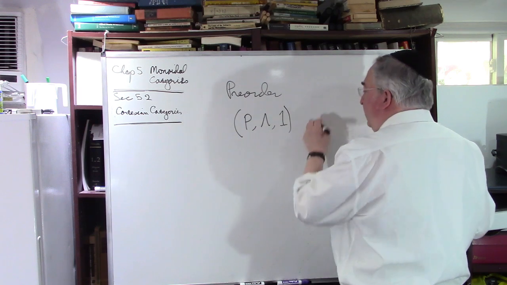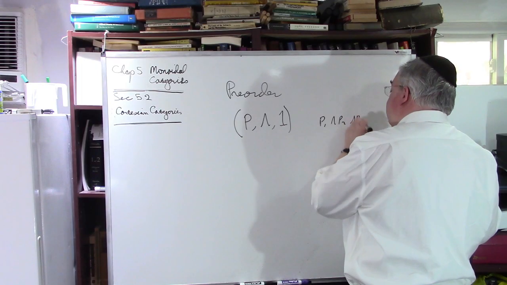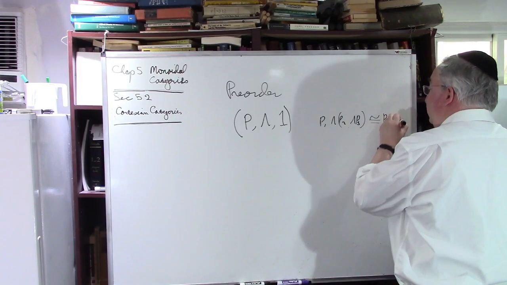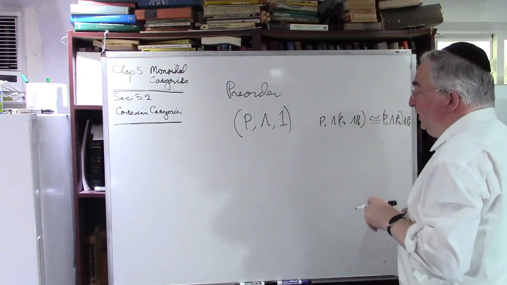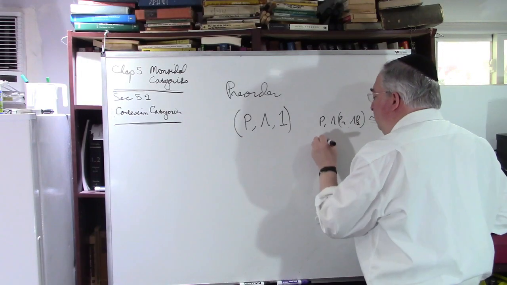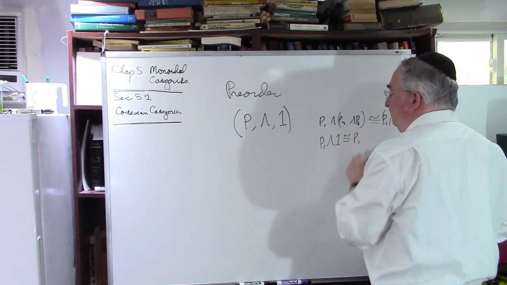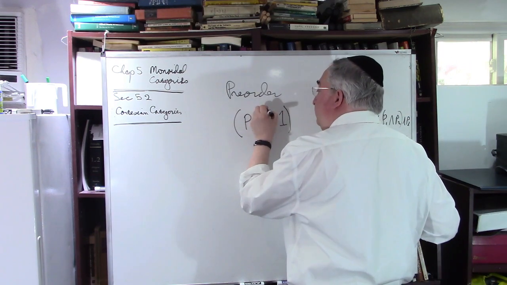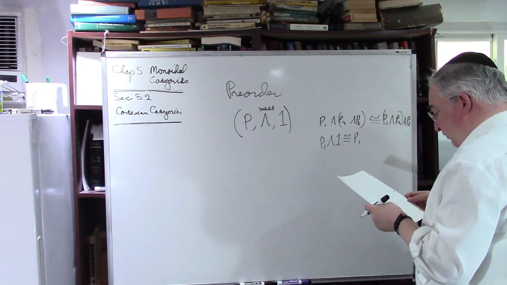In this category, (P1 and P2) and P3 is isomorphic but not equal to P1 and (P2 and P3). And similarly, the same type of thing with the unit. So P1 and 1 is isomorphic, but not equal, to P1. Okay, so that's a preorder. This again, just like in a partial order, is called a meet. So the product in a preorder is called the meet of a category.